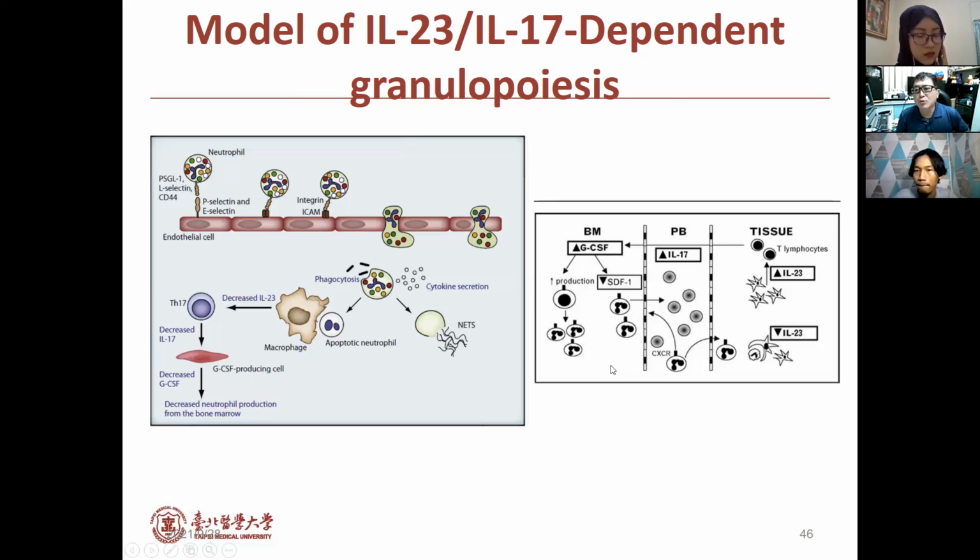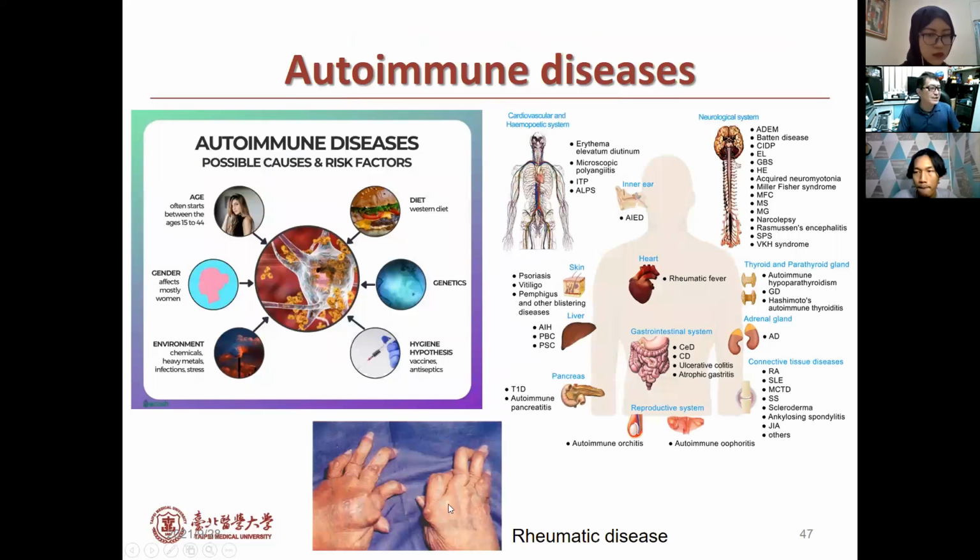For a lot of autoimmune diseases, they cannot regulate IL-23 and IL-17. So a lot of neutrophils come into the damaged tissue and keep releasing a lot of toxic substances onto your healthy tissue, so we turn into autoimmune disease. For example, in this kind of disease, a lot of neutrophils and macrophages release a lot of cytokines in your finger.